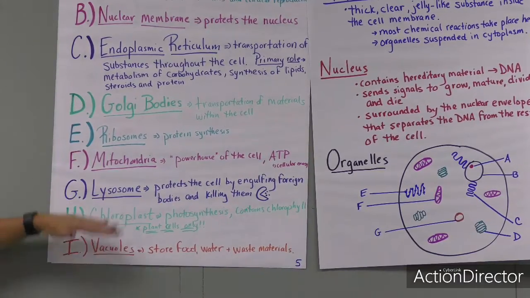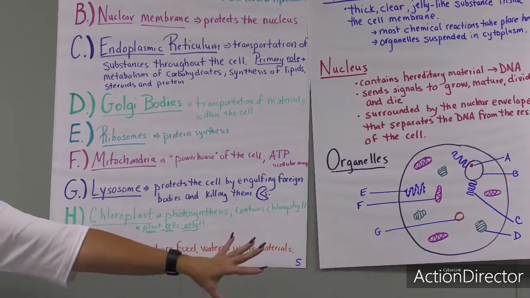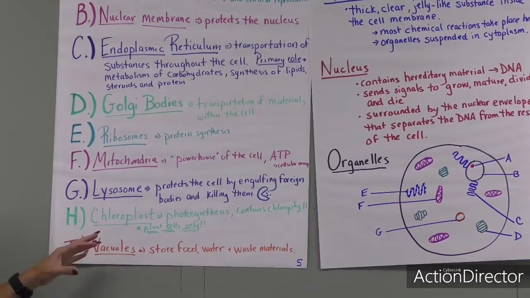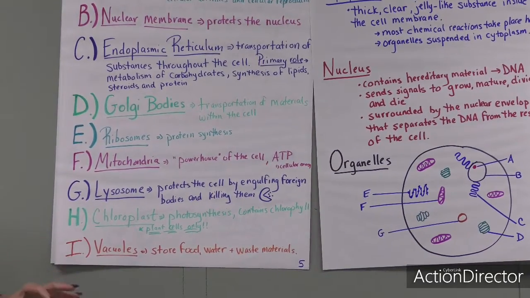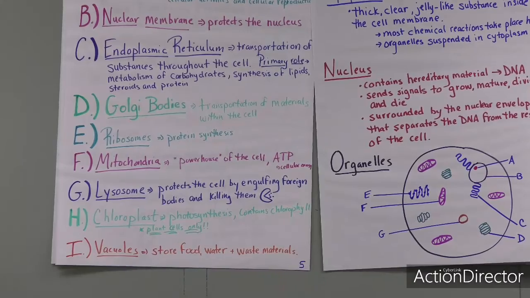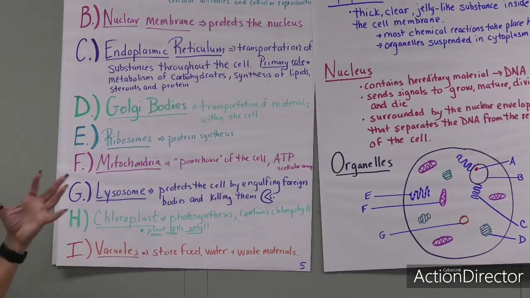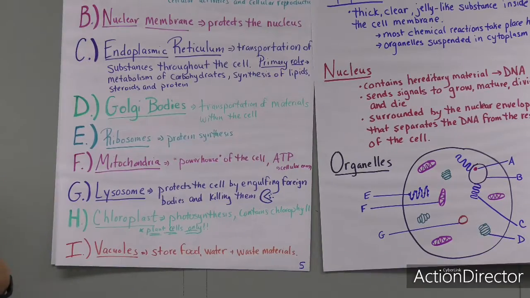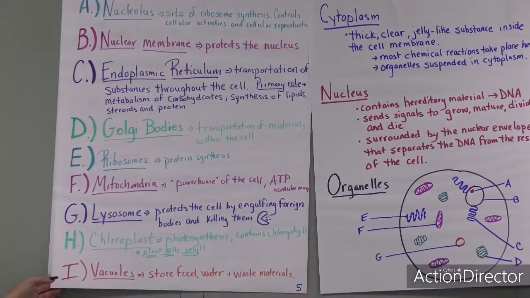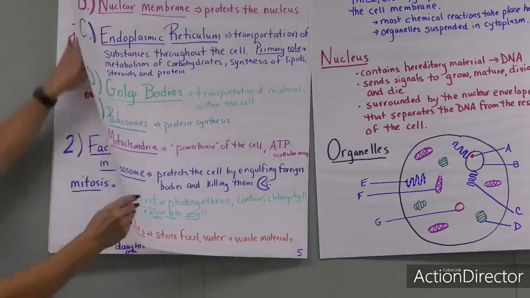And then I put H and I down here. We don't have those represented, but H is the chloroplast, and I told you that's only found in plant cells because they photosynthesize. And I is a vacuole, and a vacuole is just a big balloon that stores water. Mostly water, some food, some waste materials, but mostly water.